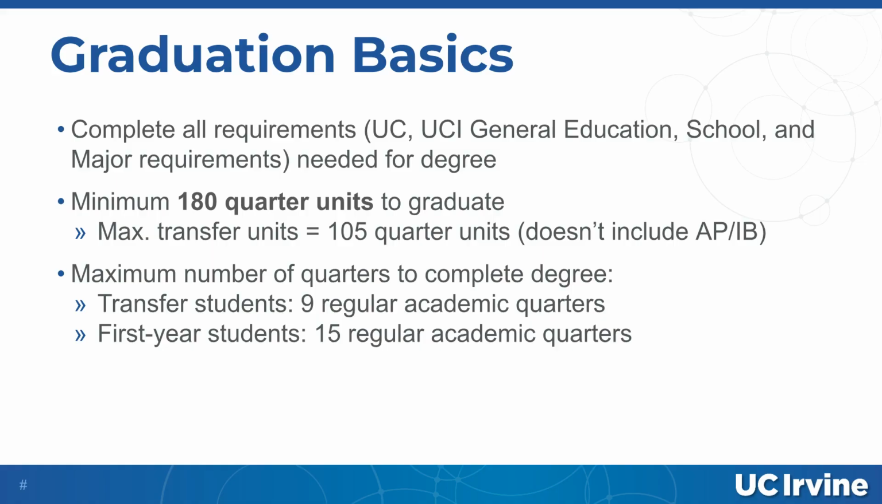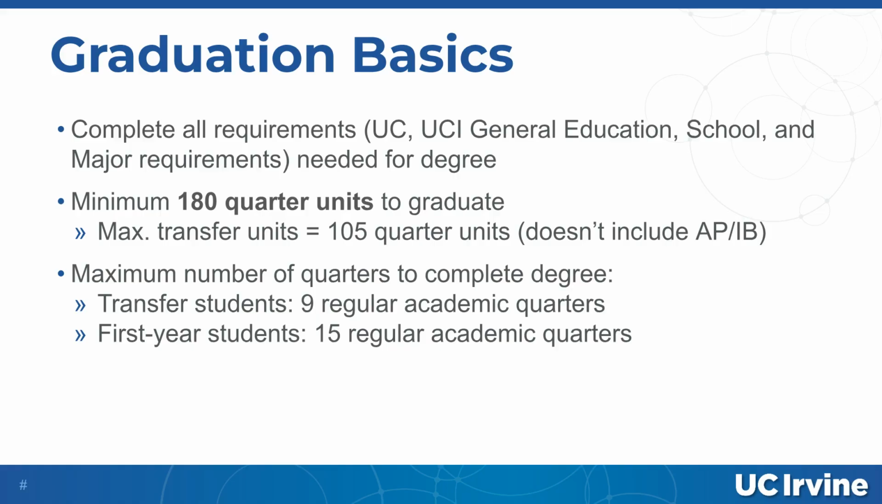To begin, we will discuss graduation basics. Regardless of your major, all students at UCI must fulfill a set of requirements in order to graduate. First and foremost, you must complete a minimum of 180 quarter units to graduate. This means that even if you have satisfied all of your UCI general education, school, and major requirements, you must still accumulate 180 total units before you are eligible to graduate.